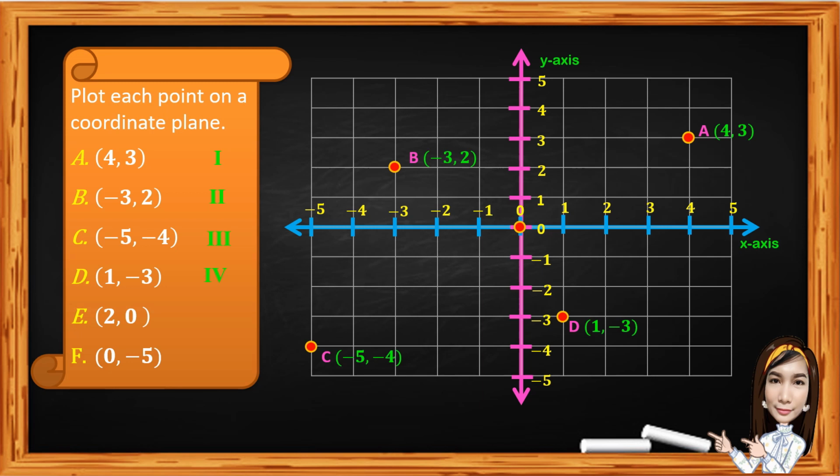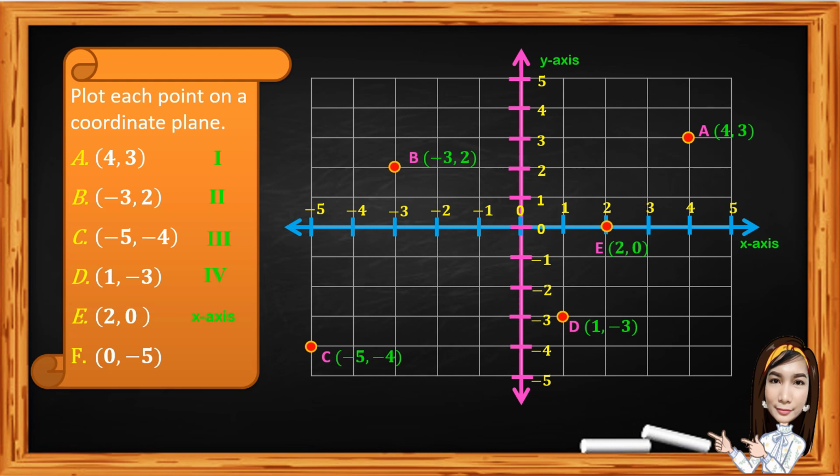Next, given point E. The abscissa is 2, so we move 2 units to the right. Since the ordinate is 0, we don't have to move up or down. Thus, the point E with the coordinates (2, 0) is on the x-axis.